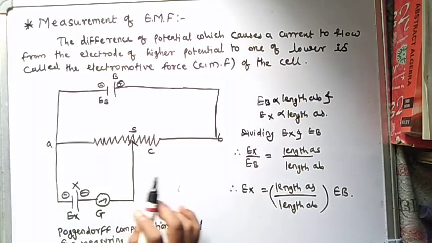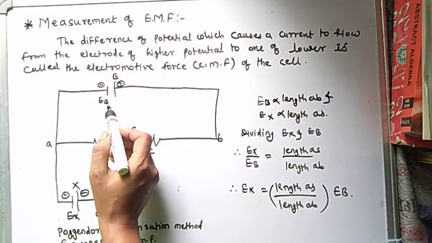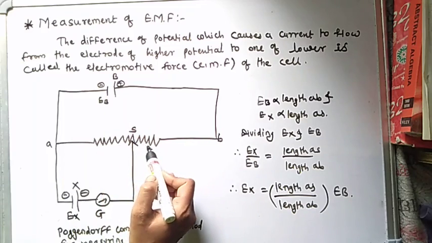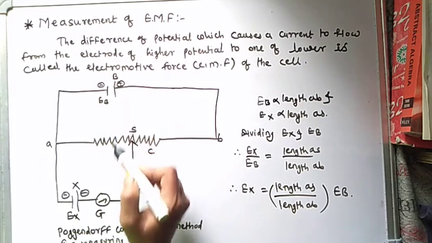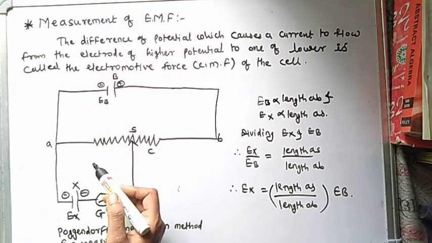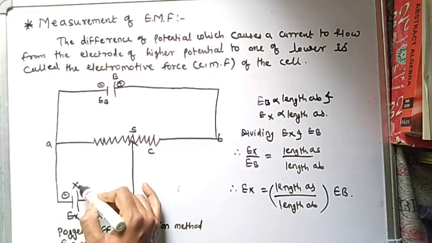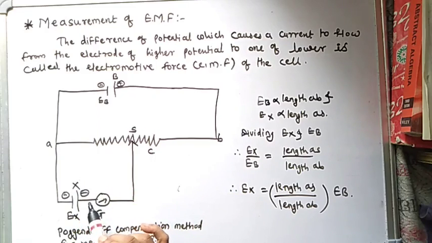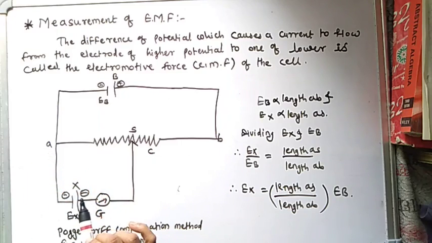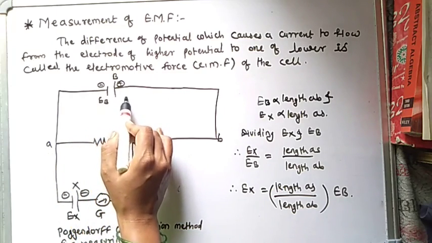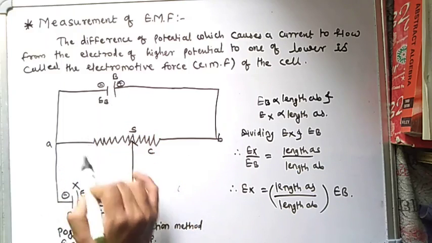In this method we can see the storage battery B of known EMF EB connected to a resistance wire AB of uniform cross section. The storage battery B must supply a constant EMF and it must be greater than that of the cell under consideration. The experimental cell X is also connected to A, having its positive pole in the same direction as the storage battery B and sending current in the same direction. The two EMFs thus oppose one another.